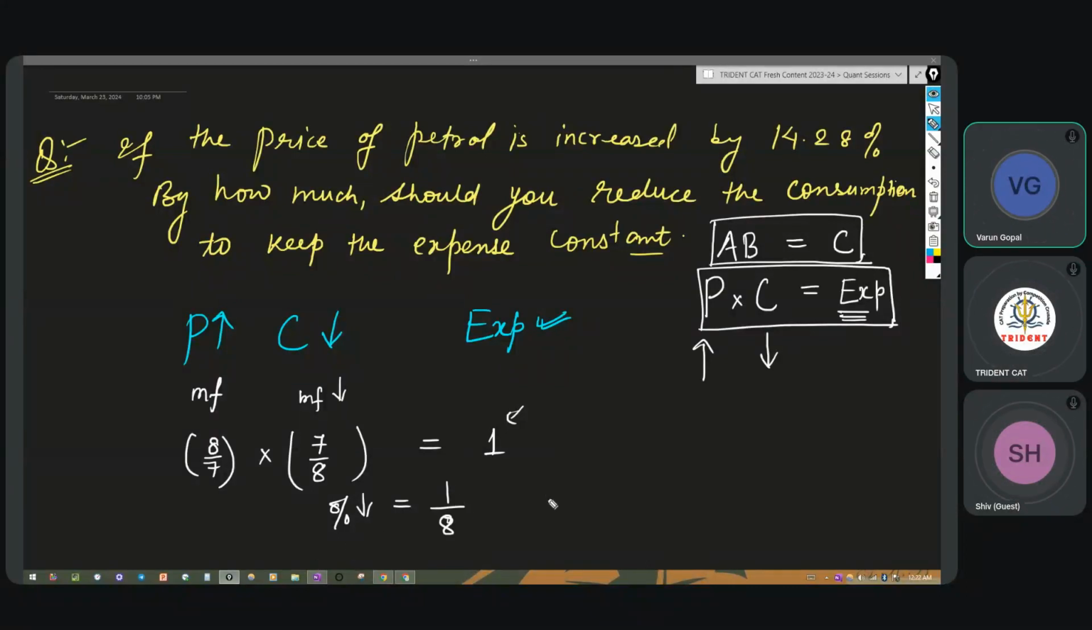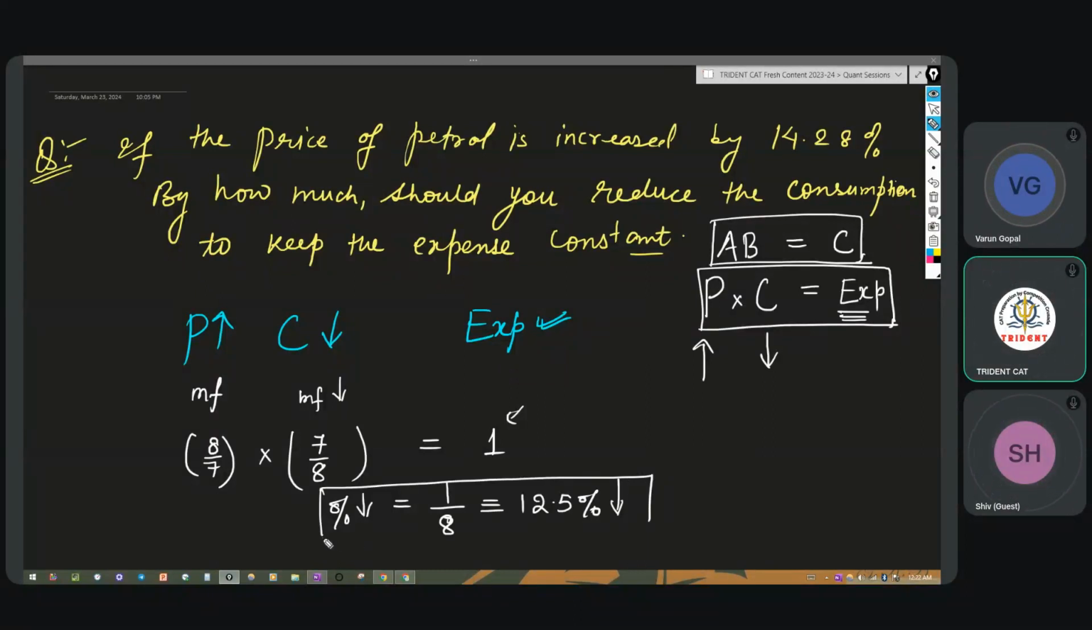1 by 8. 1 by 8 is equivalent to what percentage? 12.5. So a 12.5 percent decrease has to happen. And this percentage decrease is in the consumption. So if you are consuming some amount of petrol, this time around you will be consuming 12.5% less, and only then your expense will be met.